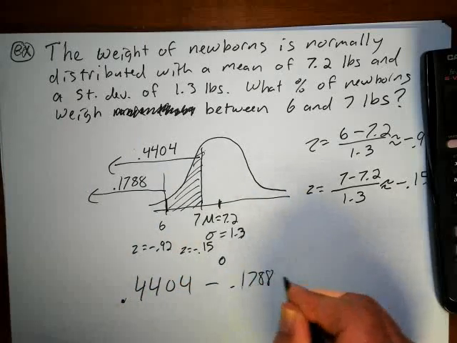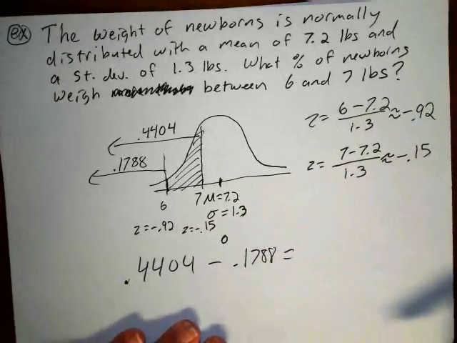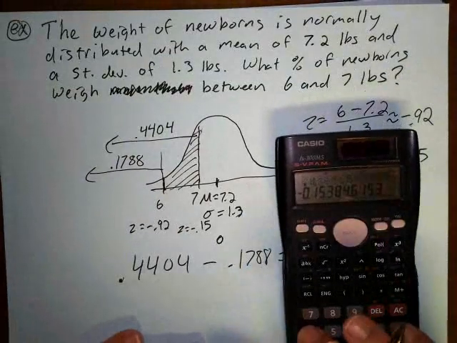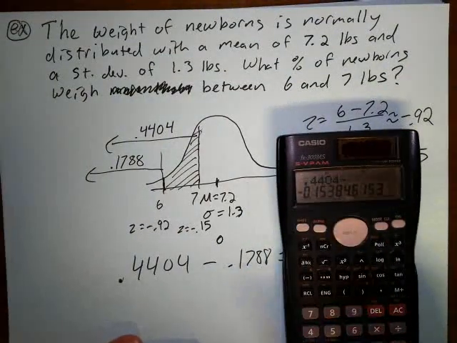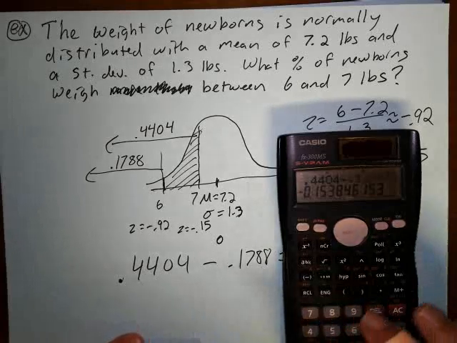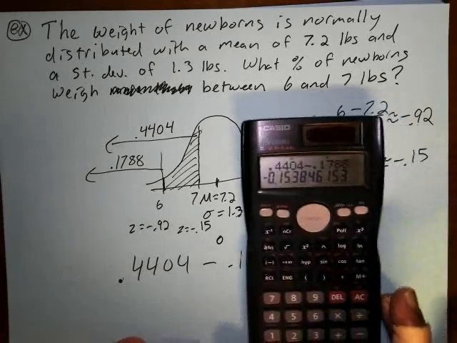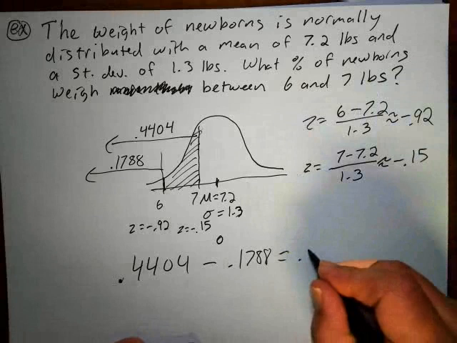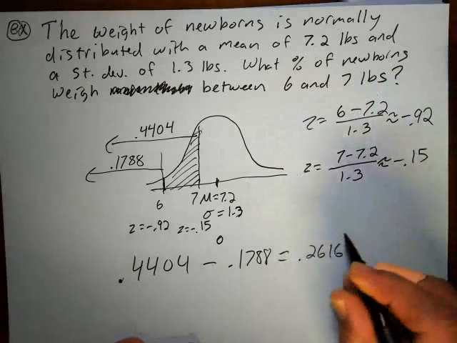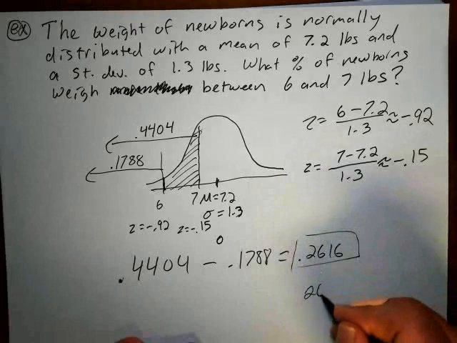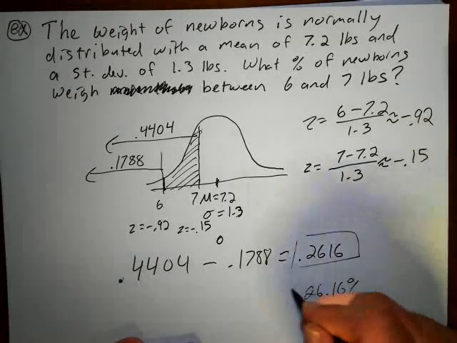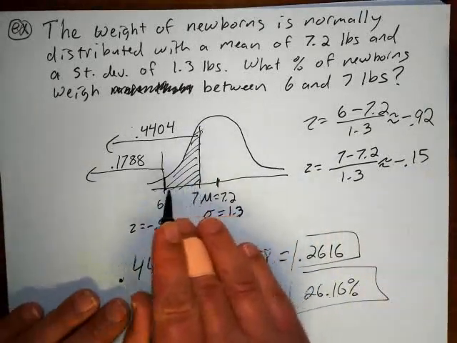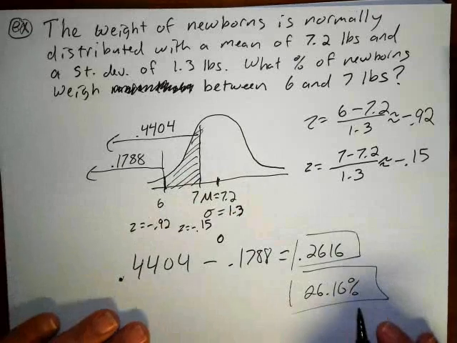Okay, so now the area between these two I'm going to get by subtracting these two. This is just the third case where you find a between probability. You have to look them both up and then subtract the two areas. So you can't forget those 3 cases from earlier videos. Everything here is built on those. Okay, and I get 0.2616. And that's the area, so the percentage would be 26.16% of the population of newborns is between 6 and 7 pounds.